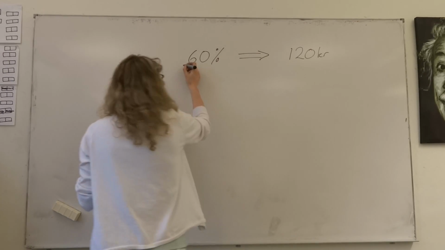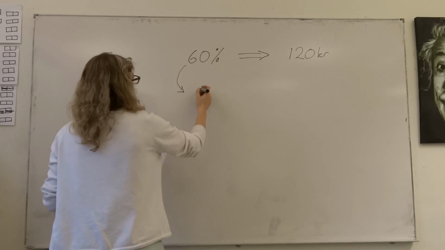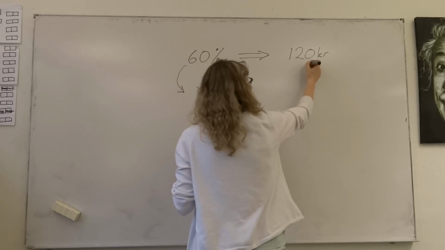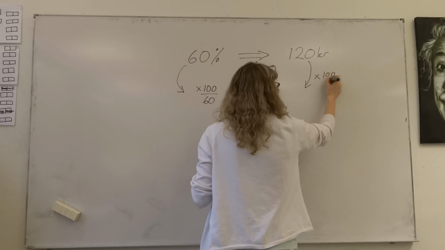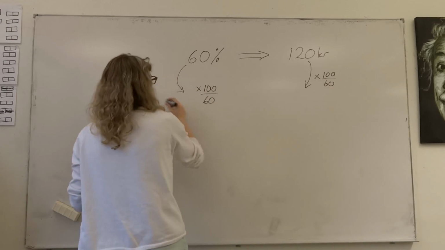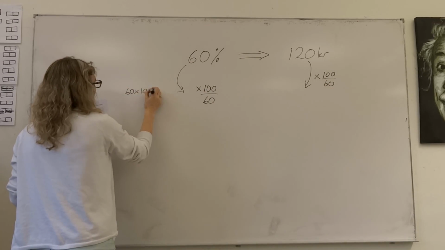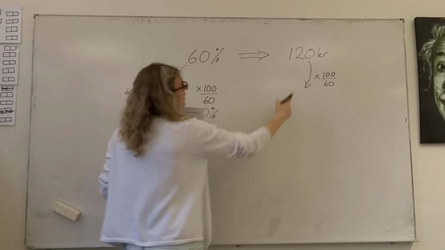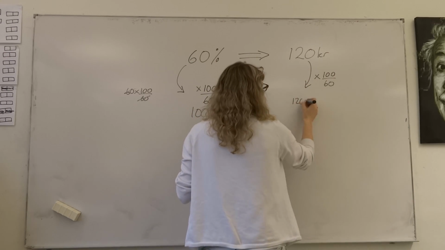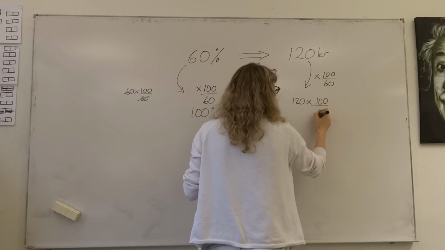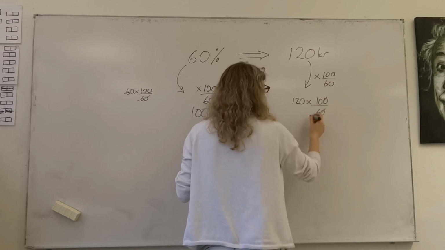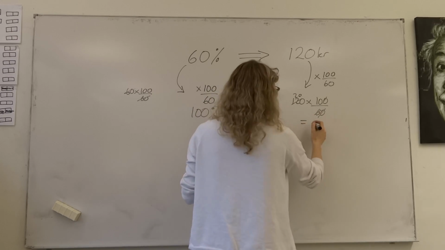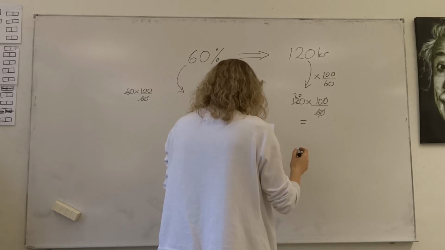Okay, how do we go from 60% to 100%? Well, if we multiply by 100 and divide by 60, do the same thing here, times 100 and divide by 60, we will get 60 times 100 divided by 60 will give us 100% here. So that will give us 120 times 100 over 60. The zeros cancel, 6 goes into 12 2 times, so we get 20 times 10. So it's 200 kronas.